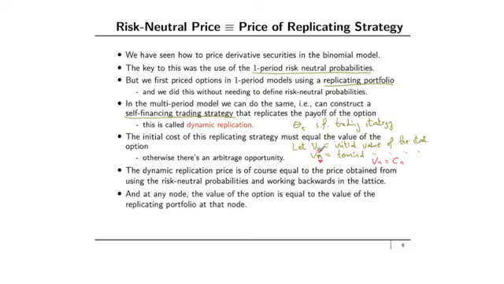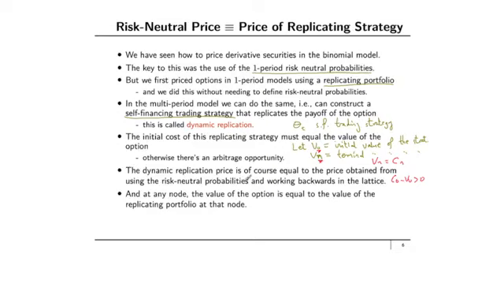Otherwise, there would be an arbitrage strategy. For example, if V0 was less than C0, you could buy V0, buy the self-financing trading strategy at time 0, and sell the option at time 0, so you would make money for nothing. You would get C0 minus V0, which is greater than 0. And then at maturity at time n, Vn would be equal to Cn, so the cash flows would cancel each other out at time n, and that would be an arbitrage. Okay, so the initial cost of this replicating strategy must equal the value of the option.